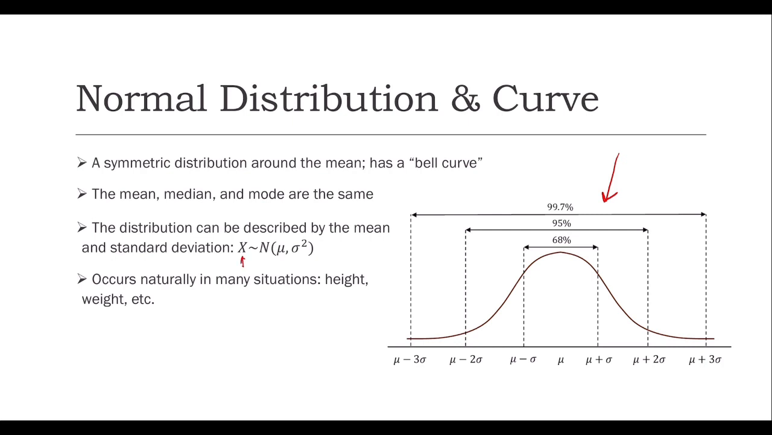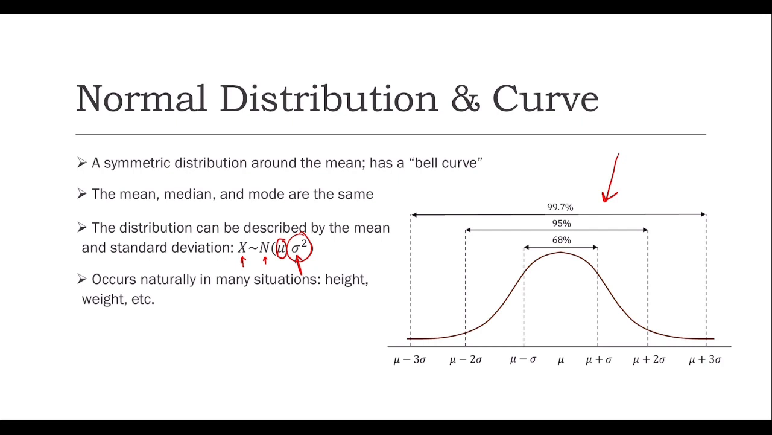So your distribution of x is normally distributed with a mean of mu and then your variance here, so your standard deviation squared. Your normal distribution occurs naturally in many situations. So height is typically normally distributed about the mean, as well as weight and several other things.